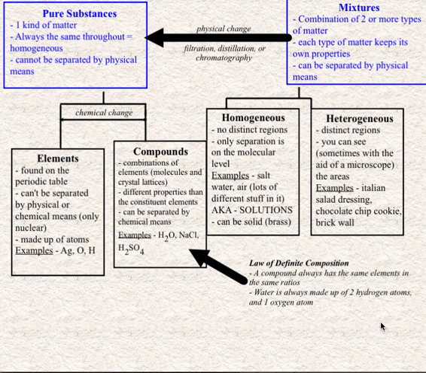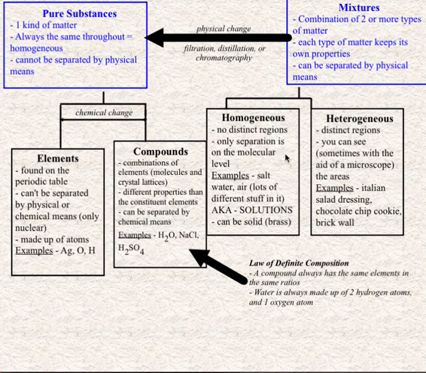Heterogeneous mixtures are kind of the easiest ones because they're very distinct. You can see them with the naked eye. Sometimes you might need a microscope, but you can clearly see the different regions. So Italian salad dressing has different stuff in it, a chocolate chip cookie, a brick wall. The mixture that you're going to use in lab is a heterogeneous mixture. You will be able to see the different chunks, and then what you're going to do is separate them out.